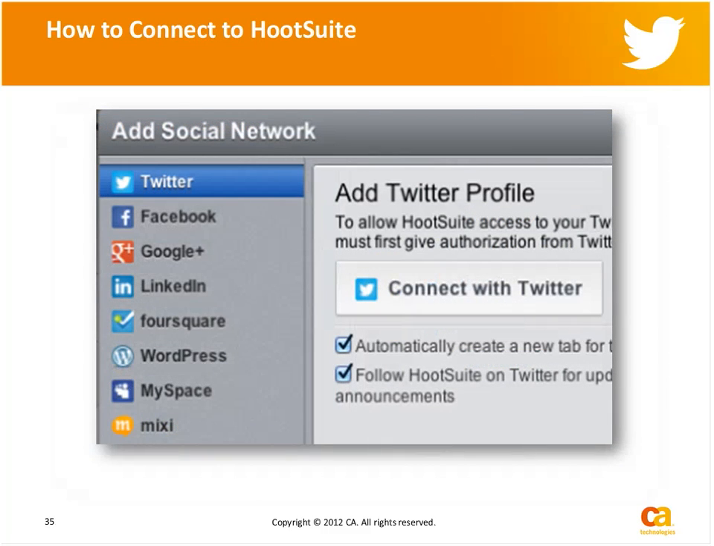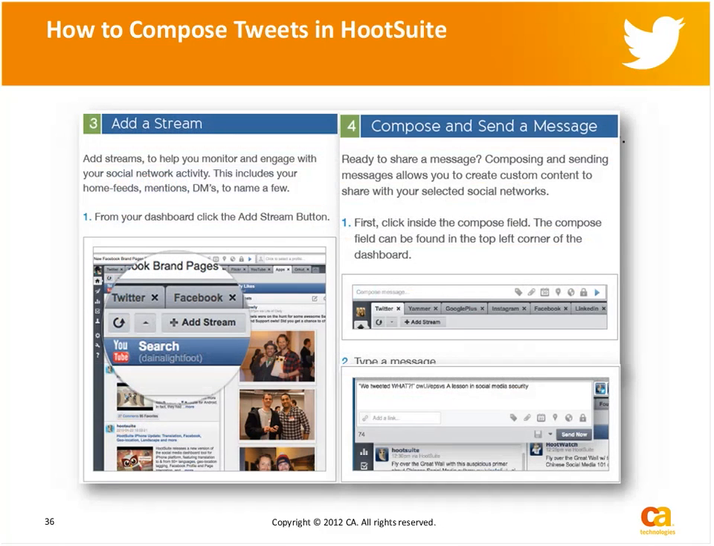To add a social network, you connect with Twitter, and it's very easy. You just go right into Hootsuite, and there's lots of tutorials, so it will take you literally no time at all. And then after you've added Twitter, you add your stream, and then you can immediately compose Twitter messages right from Hootsuite and send them out. So it takes just seconds. You don't have to go to a different application.